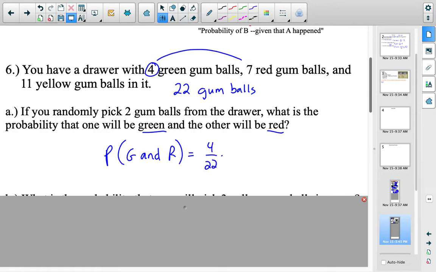But this is the critical point. When we don't replace it, on the next draw, there's only 21 gumballs because we just picked one out. And how many red ones? There's still 7 red ones. So we'd have 4 over 22 times 7 over 21, and you could multiply that out. And I'll let you decide and factor. You can reduce a little bit now. This is 1/3. 4 over 22 is actually 2 over 11. So this is really 2 over 33.